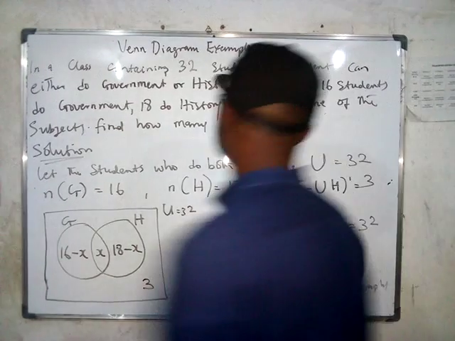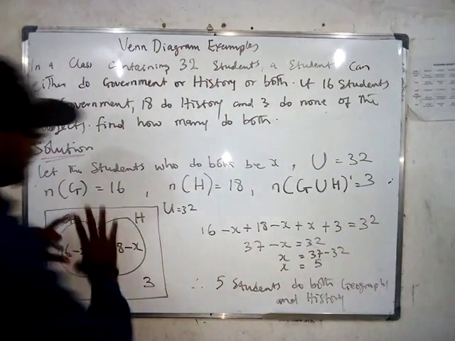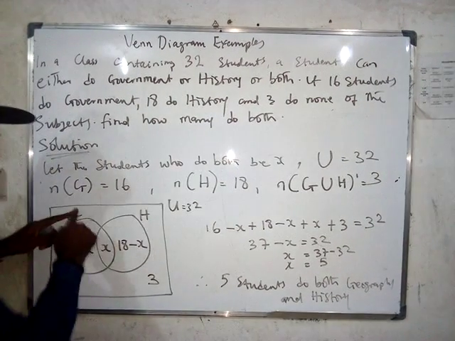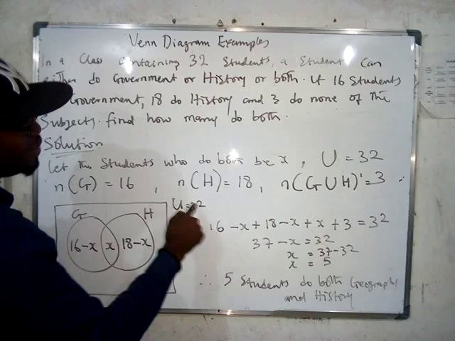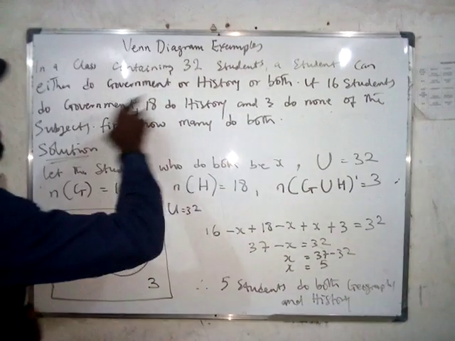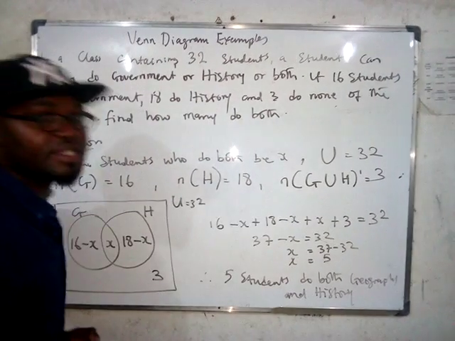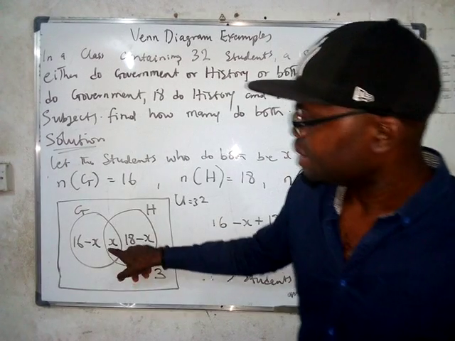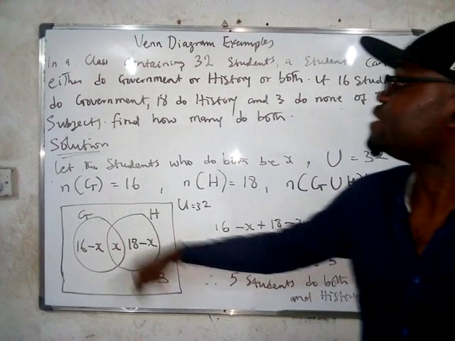X. Is that clear? So to represent this in a Venn diagram, first of all we draw the universal set. So we draw this and say universal set equal to 32. Now, a student can do either government or history. You understand? What does that mean? The intersection of government and history is X, because they didn't tell us the number of students.